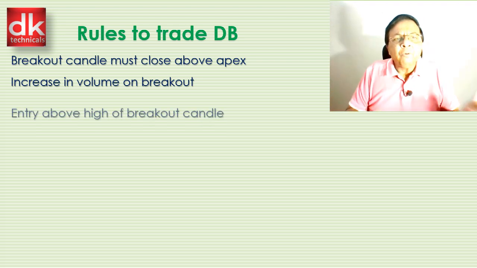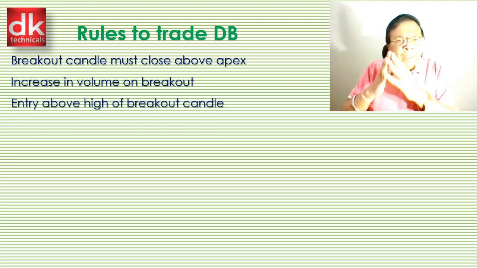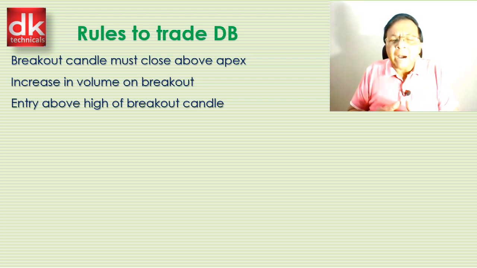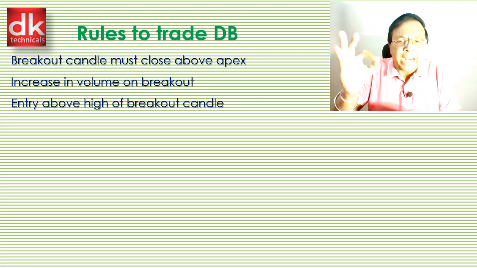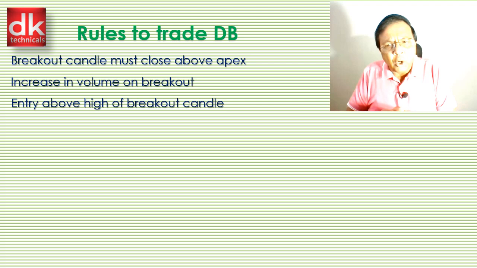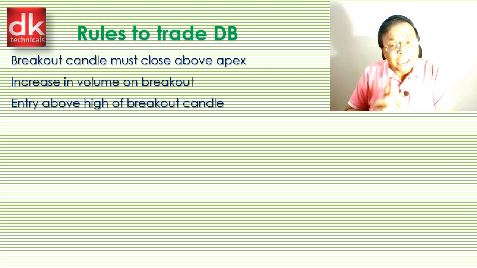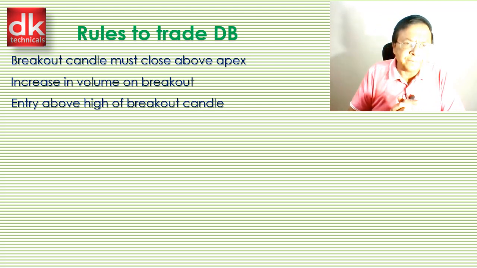And then friends, what should be our entry? The entry should be above the high of the breakout candle. So we put a buy stop order above the high of the breakout candle. Even before the market has opened, we can put the order like this. And if our order is triggered, we are into the trade, or else, to a large extent, we will be able to avoid the false breakout.